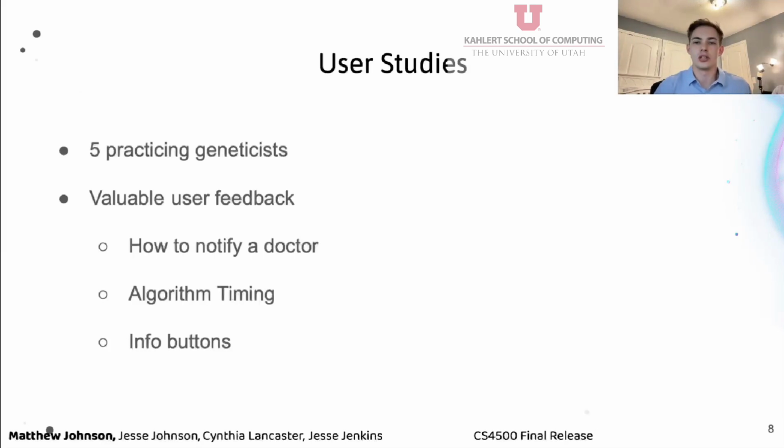For our user studies, we were able to get in contact with 5 practicing geneticists in the field, and because we were working with a PhD student, he was able to get funding to pay these geneticists to go over our software. Some of the valuable information they gave us was that they didn't want any pop-ups or notifications that would interrupt their workflow. That's why we went with just that highlighted area on the sidebar, as you saw in our demonstration. They also gave us some really useful advice on when we should run our algorithm.